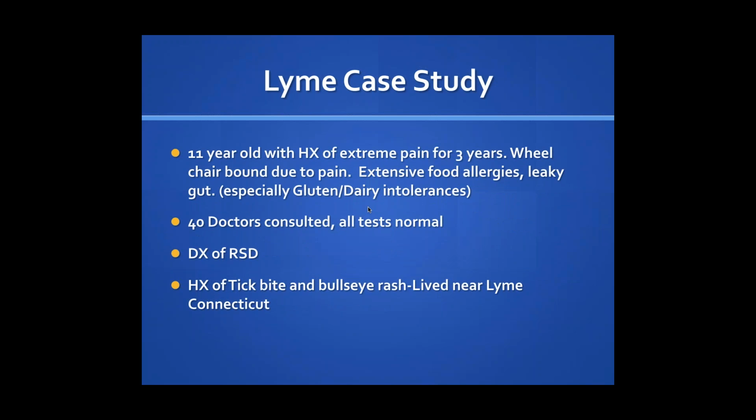And this is a Lyme case study where we had an 11-year-old with a history of extreme pain for 3 years, wheelchair bound due to pain, excessive food allergies, leaky gut, especially gluten and dairy intolerance. 40 doctors were consulted, all tests were normal, and the diagnosis was reflex sympathetic dystrophy. He had a history of tick bite and bullseye rash, and lived near Lyme, Connecticut, and we did find Lyme on him and began to work with him. All I did was a methylation pathway and it brought him out of all of these issues very quickly. The food allergies went, the leaky gut went very quickly. Within 2 to 3 weeks, it was gone, and the pain went. So it was just a fascinating study.